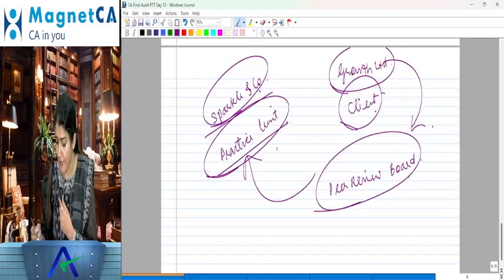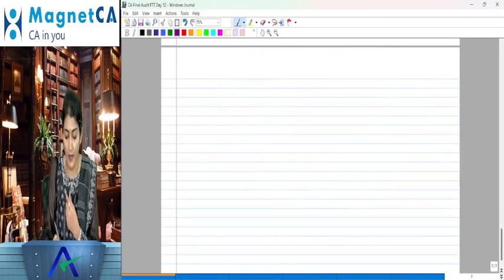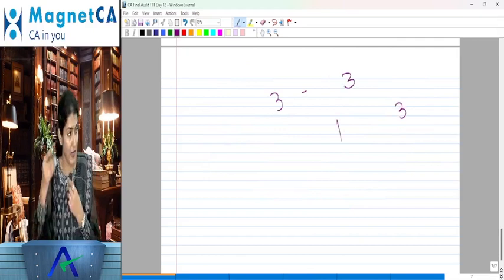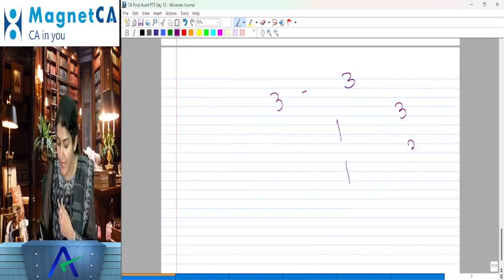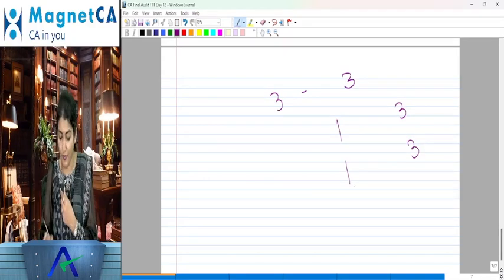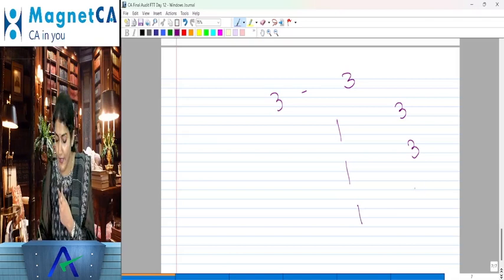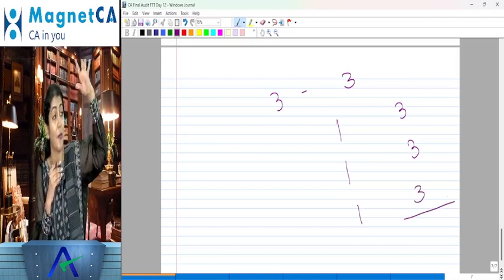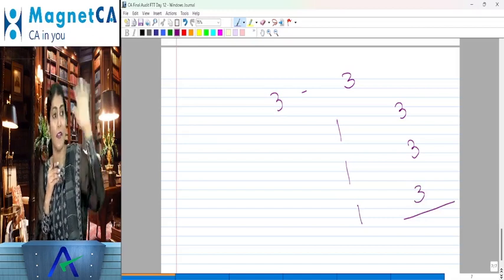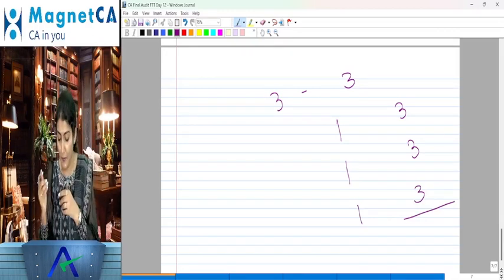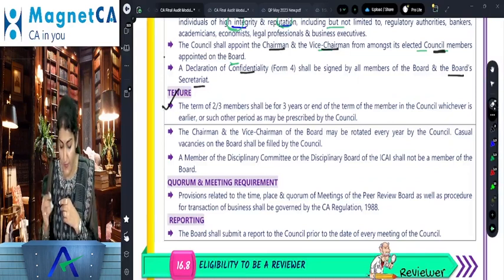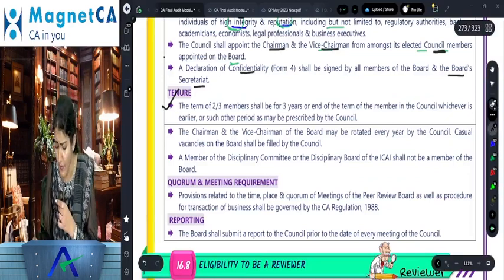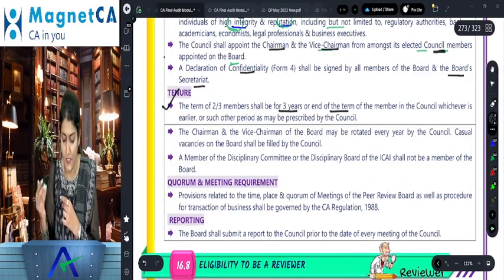For how many years can you become a council member of the ICAI? 3 terms of 3 years. So one time you are elected, then you become a council member for 3 years. Again you stand in the election, again you win, again 3 years. Again you stand in the election, again you win, then total 9 years. Right, so how many years can you be on the council of the ICAI? Maximum 9 years. You understand? Maximum 9 years, right? So what does it say? What is the tenure? 2/3 of the members shall be for 3 years or the end of their term in the council, whichever is earlier.